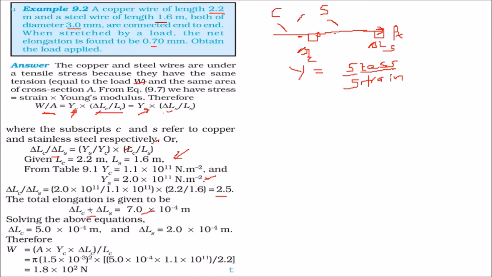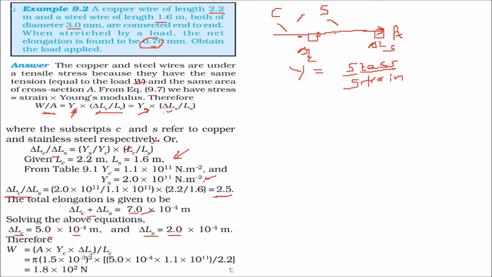When we solve the equation, we have one equation for delta L_C by delta L_S, and the total elongation, delta L_C plus delta L_S, is given as 0.7. So we have two equations; we solve them and get delta L_C and delta L_S separately. This is 5 and this is 2, of course with the value of 10 to the power minus 4 meter.